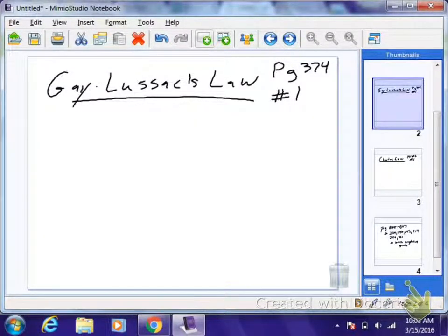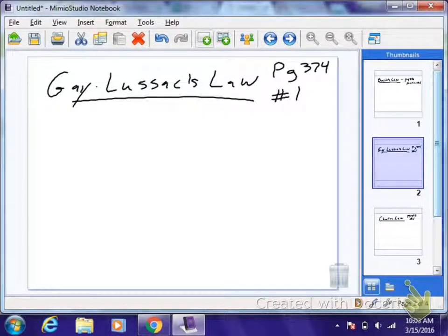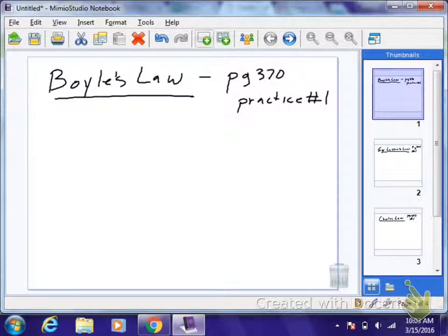We're going to start off talking about Boyle's Law, which is the one we did right before break, and you handed that in. So page 370 is where we're going to be. On Boyle's Law, it says that pressure and volume are inversely related to one another, keeping temperature in Kelvin and the number of molecules constant.